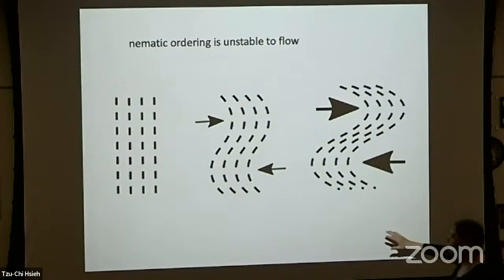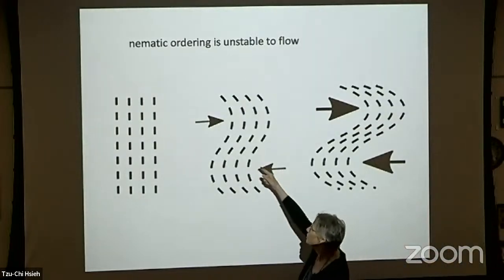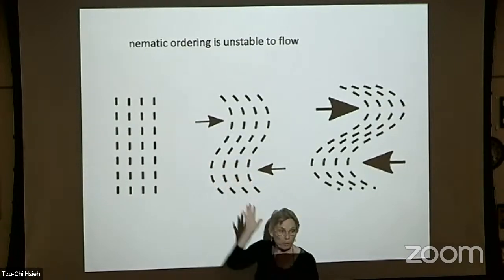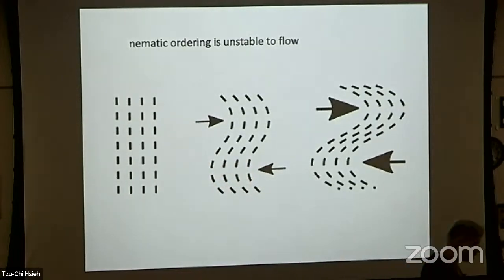If you have a contractile system, you're okay because these arrows reverse and this will fall back to its ordered state. But unfortunately, if you look at a splay deformation, one like that, that is not stable. So you've had it anyway, okay? A nematic state is unstable to activity. What I'm doing here is a pictorial version of a linear stability analysis.